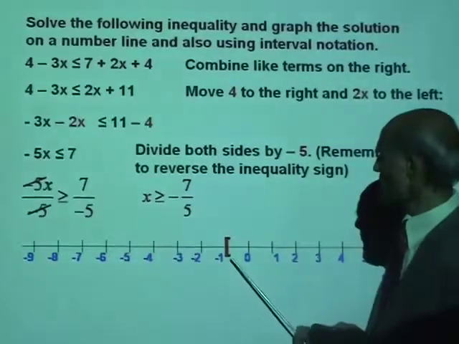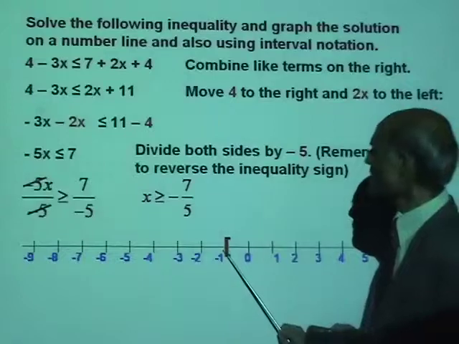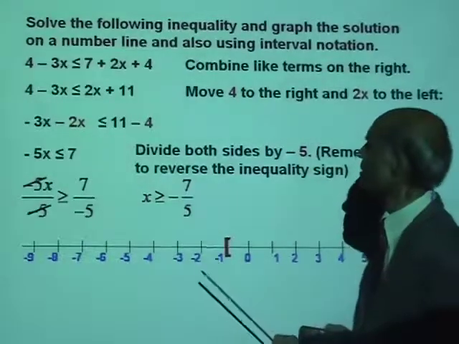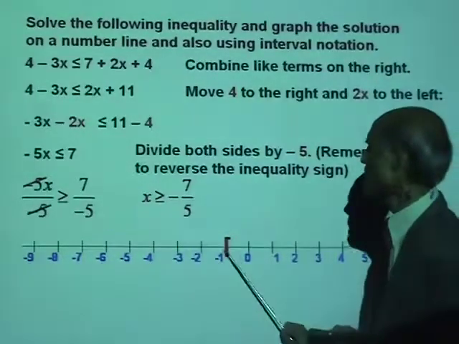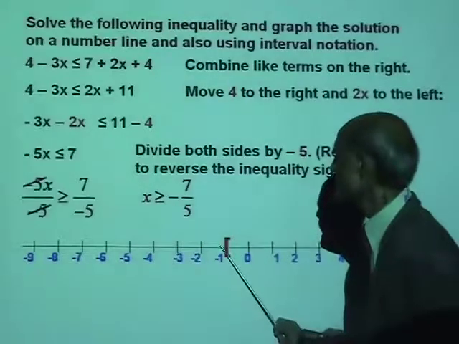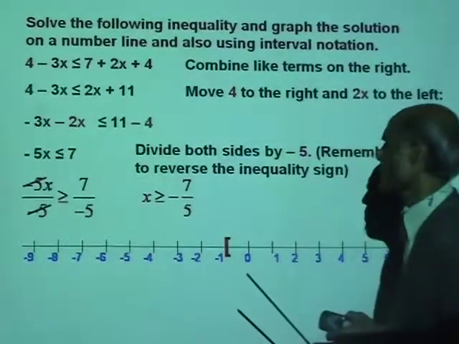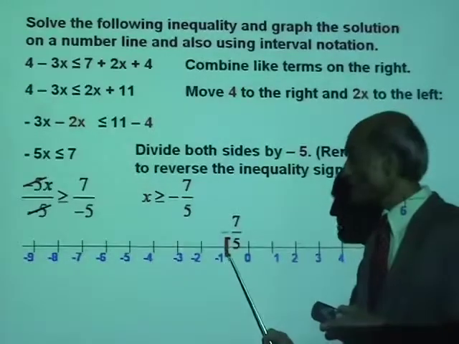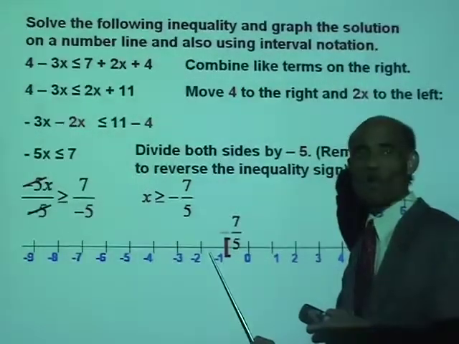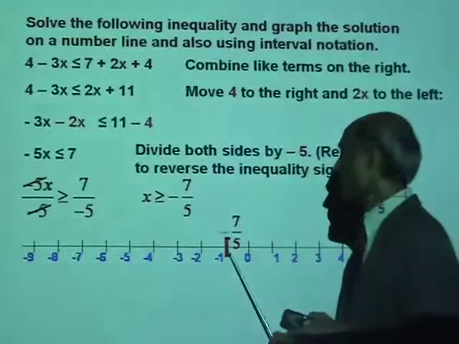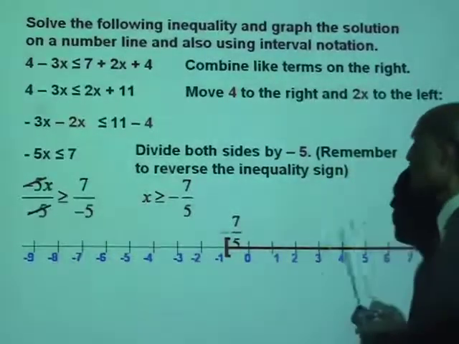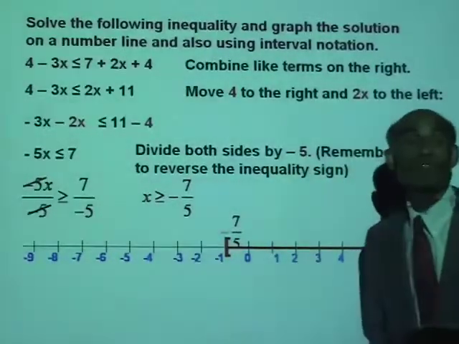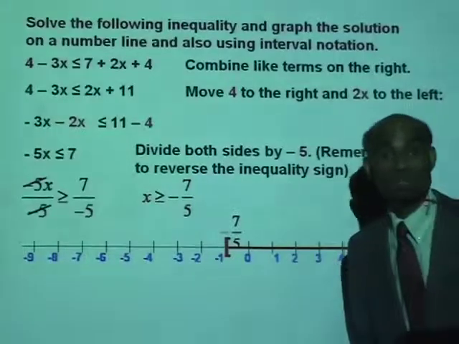Negative 7 over 5 is actually to the left of negative 1. Is that right? This must sit a little to the left of negative 1. Negative 7 over 5 must be a little to the left of negative 1. Alright? And all the way to the right. How will you write that on the interval?